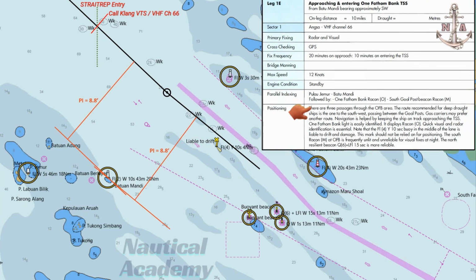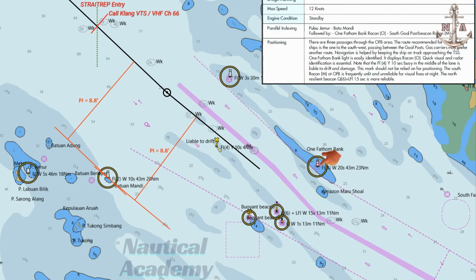This is followed by 1-fathom bank lighthouse, which is equipped with a radar transponder, transmitting Morse signal Oscar when interrogated by a marine radar. We also have a southern goal post beacon, which carries a racon transmitting Morse signal Mike. Other beacons may also be used as an alternative for position fixing and parallel indexing, as these are fixed navigational aids, except for this yellow flashing buoy located in the middle of the lane, which is liable to drift.